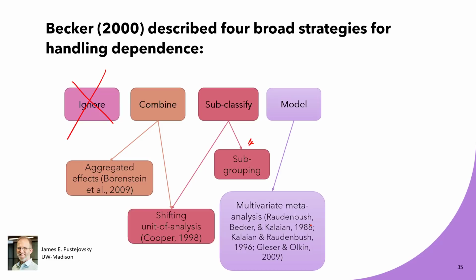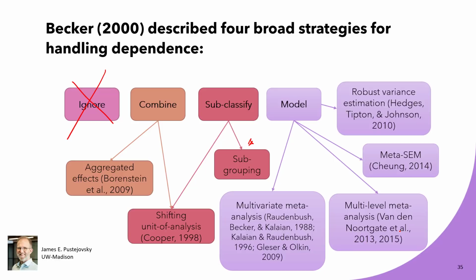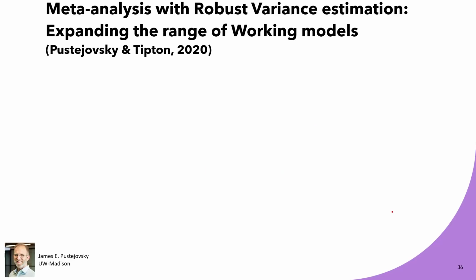So Raudenbush and colleagues have looked at this, Gleiser and Olken have looked at this for quite a while, actually, but mostly these solutions have been difficult for people to put in. More recently, we've got multi-level meta-analysis, meta-SEM, so a structural equation modeling version of handling dependencies. And probably the most popular of these is robust variance estimation. So now we can go ahead and put all those effects into the very same model.